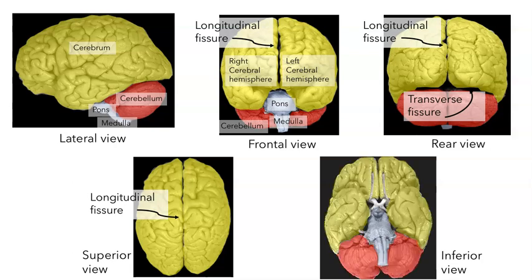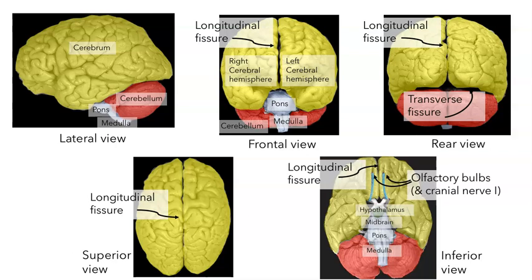In the inferior view, though, if we looked up at the brain from the bottom, we'd see a lot. We'd see the longitudinal fissure. We'd see in the brainstem the pons and the medulla. But now in the brainstem, we can also see the midbrain, and we can even see a small part of the hypothalamus as well. In addition, in this image, we can see these structures, the olfactory bulbs and the cranial nerve.